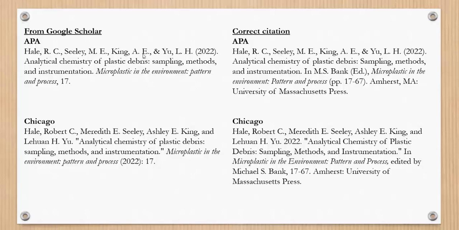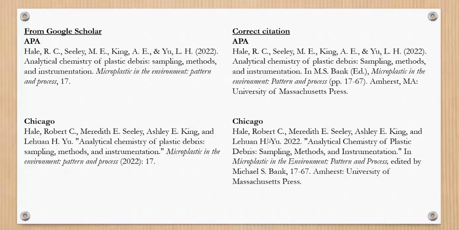Here, we still have, for APA style, the authors and the date of publication, the chapter title, but we have properly capitalized it, capitalizing the first word of the subtitle. Now we need to give credit to the editor of the book. So we say, in other words, in the book by M.S. Bank, editor. Then we have the title of the book, properly capitalized. We have the proper page numbers. And then we have the place of publication and the publisher.